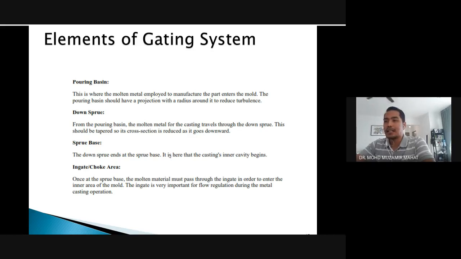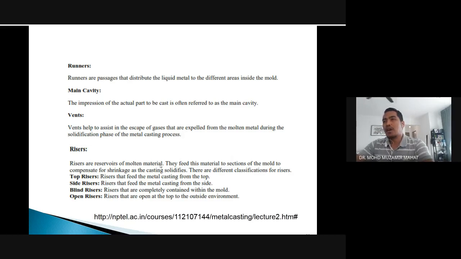Okay, ingate and core area. Once past the sprue base, the molten material must pass through the ingate to enter the inner area of the mold. The ingate is very important for regulation during the metal casting operation. Other than that, we have runners. Runners are passages, like the path that distributes the liquid metal to different areas inside the mold.